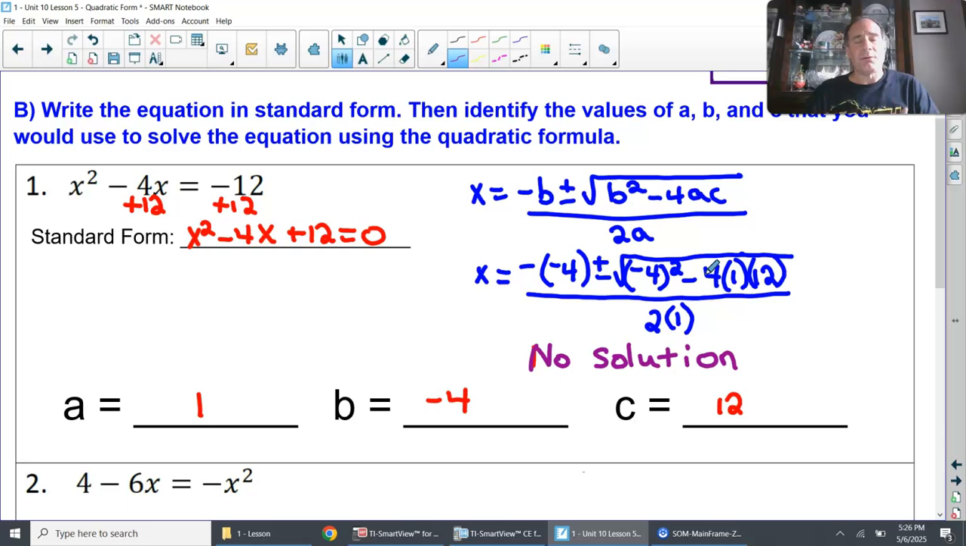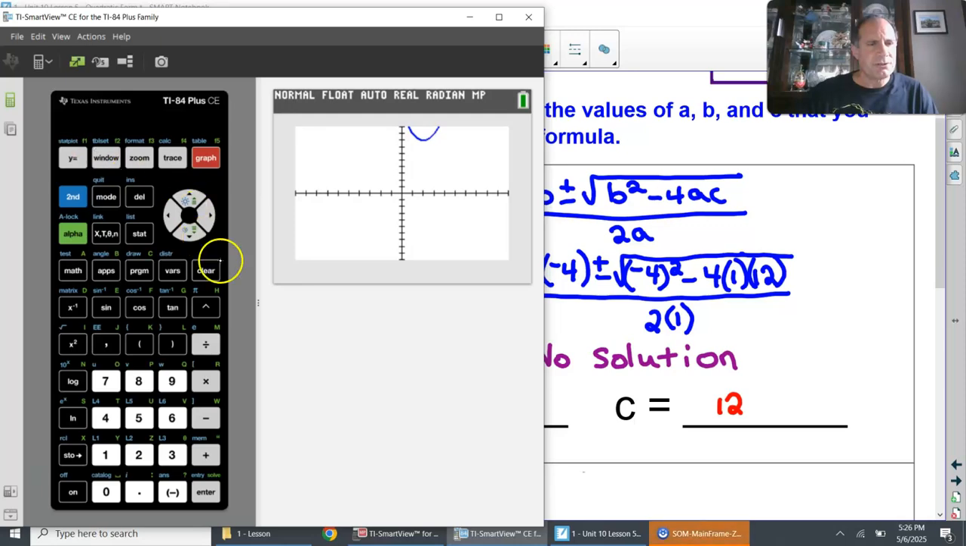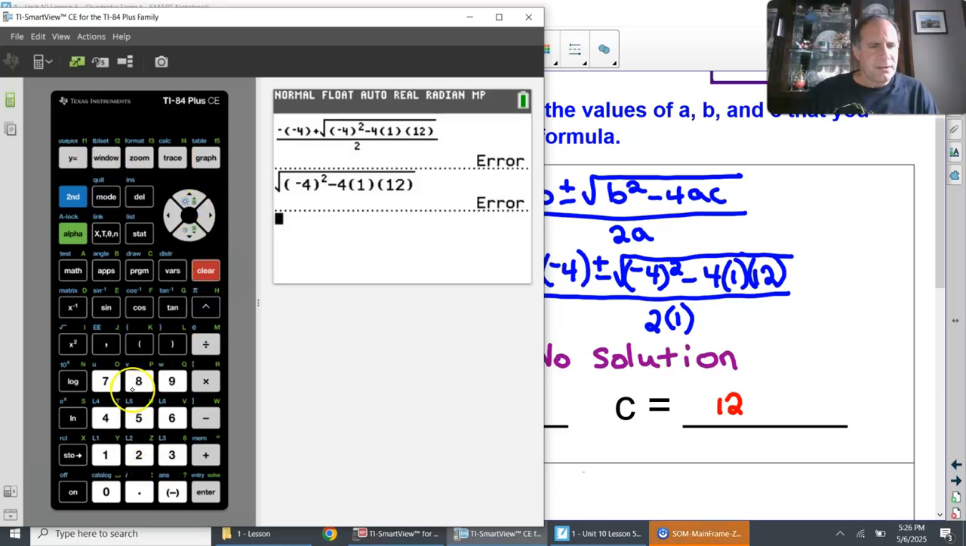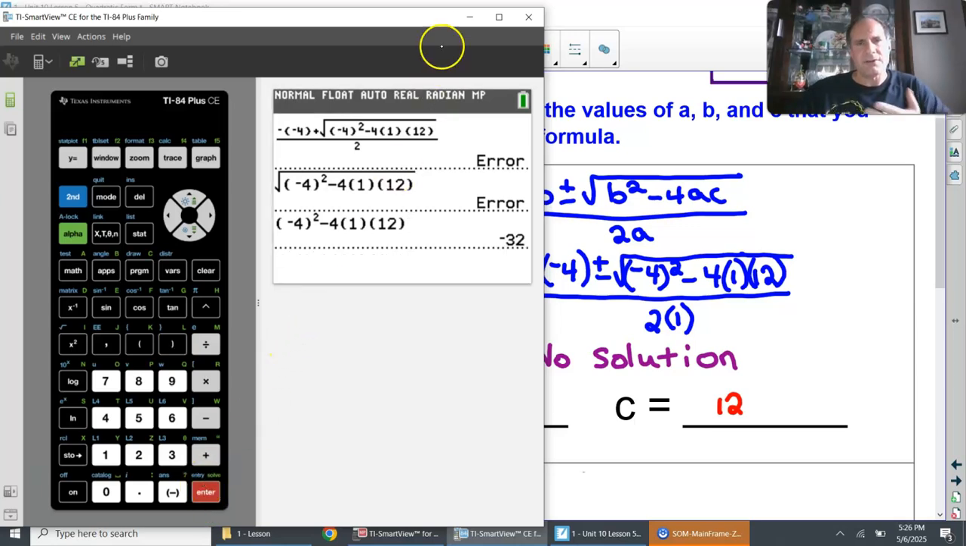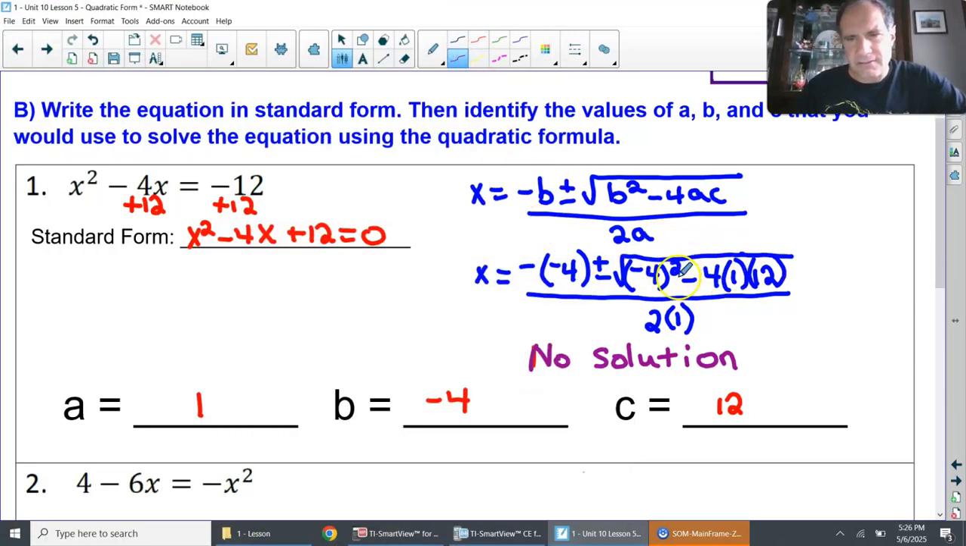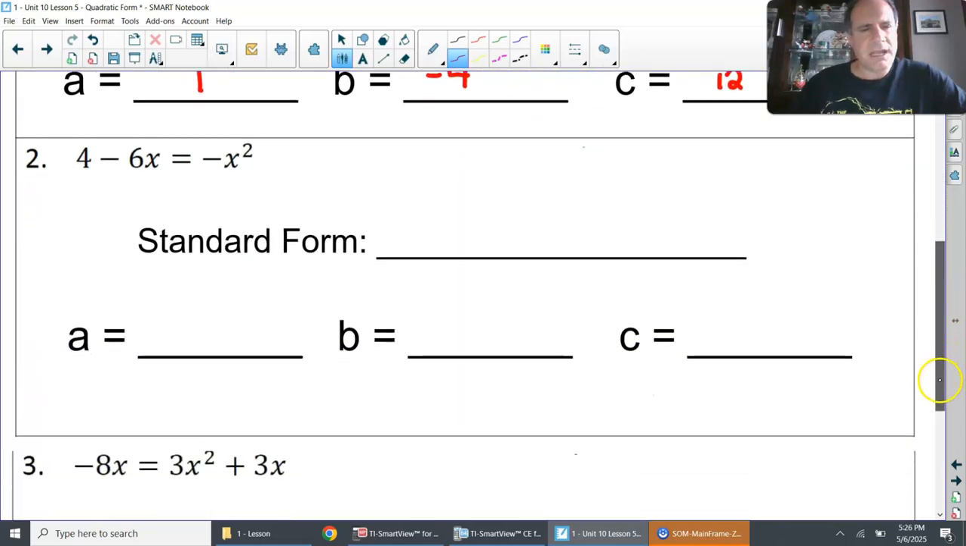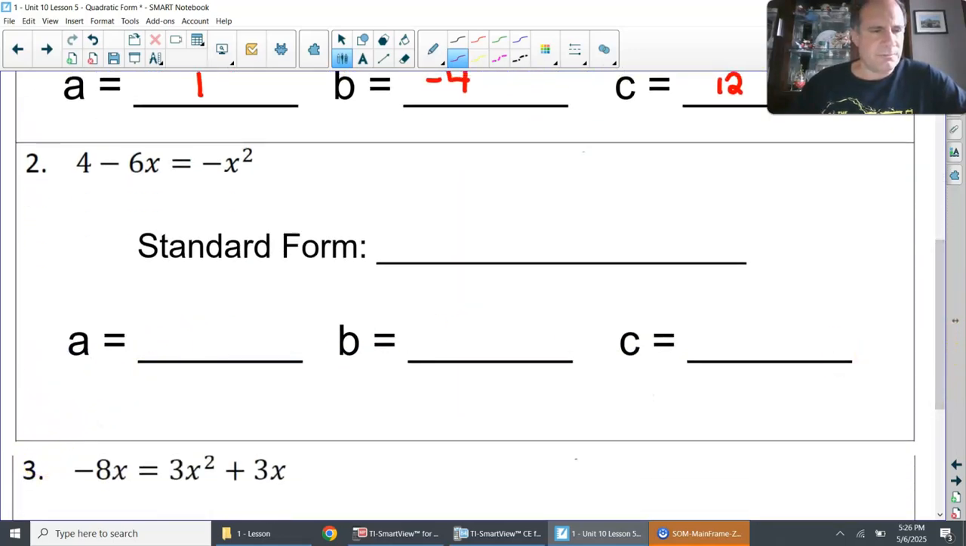If you did negative 4 squared without the radical, let's just say, if you put negative 4 squared, let's clear this out. Negative 4 squared, this is a better way to see it, minus 4 times 1 times 12, you'll get a negative number, and it's negative 32. And that's underneath here. Square root of negative 32, you can't do anything. All right, so that is no solution, and we're going to go on to number 2.